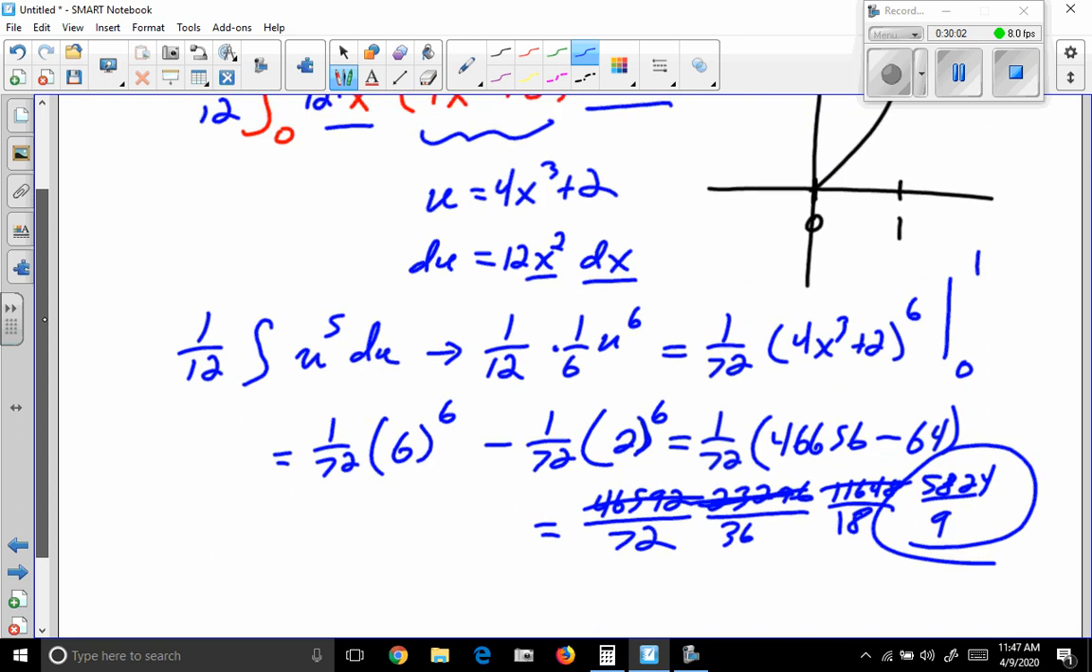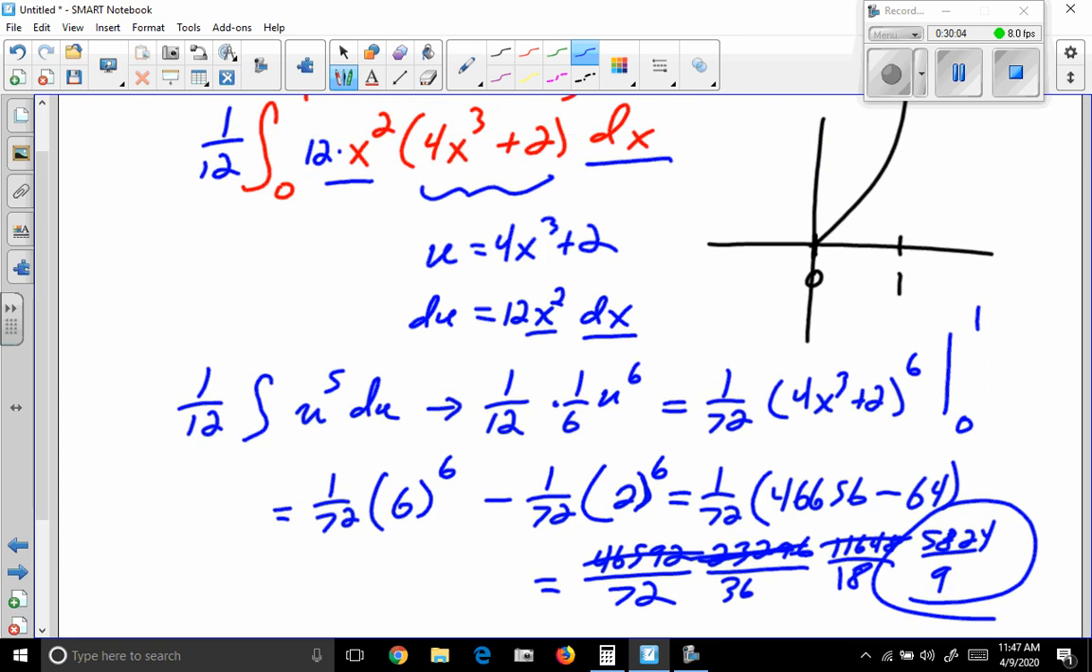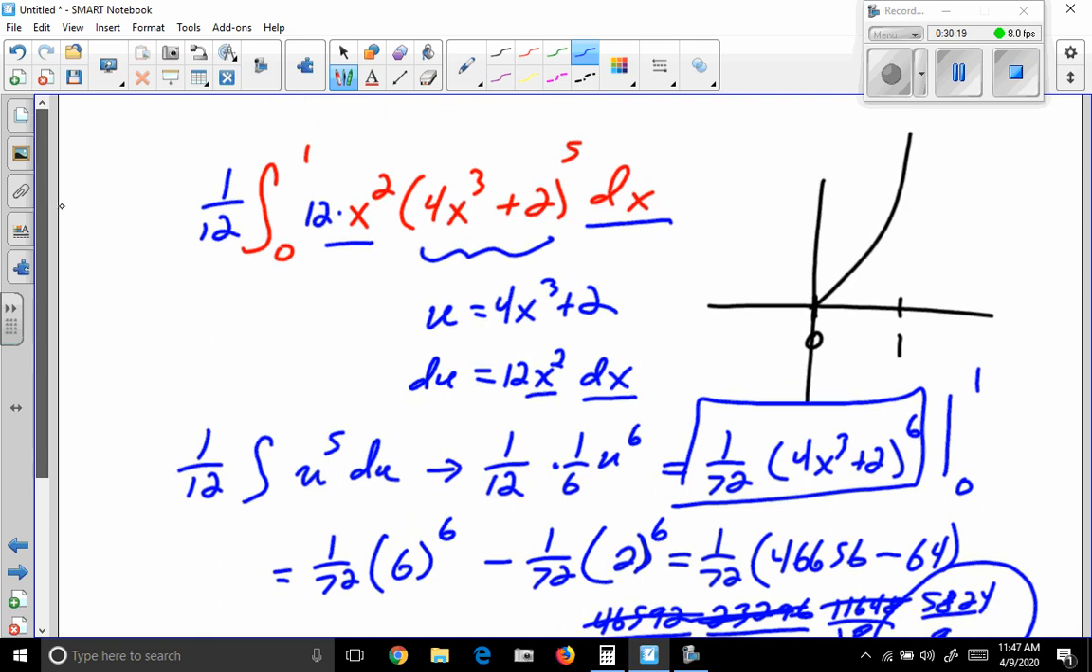So real quickly, what we did: we got the antiderivative in terms of x. We integrated it, we got the indefinite integral in terms of x, and then we plugged a 1 in and we plugged a 0 in. That's great. There's nothing wrong with doing that. Let's do it the other way.